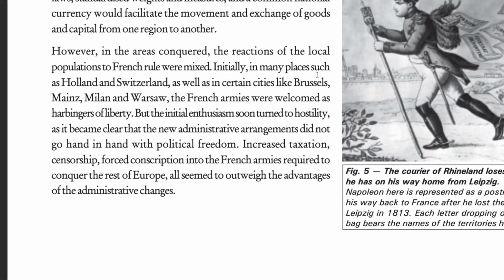However, in the areas conquered, the reactions of local populations to French rule were mixed. Initially, in many places such as Holland and Switzerland, as well as in certain cities like Brussels, Mainz, Milan, and Warsaw, the French armies were welcomed as harbingers of liberty. But the initial enthusiasm soon turned into hostility, as it became clear that the new administrative arrangements did not go hand in hand with political freedom. Increased taxation, censorship, and forced conscription into the French armies required to conquer the rest of Europe all seemed to outweigh the advantages of administrative changes.